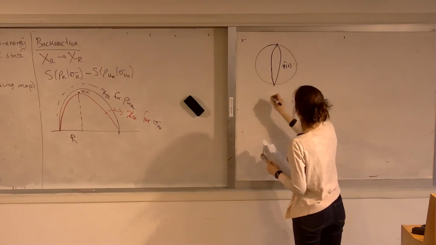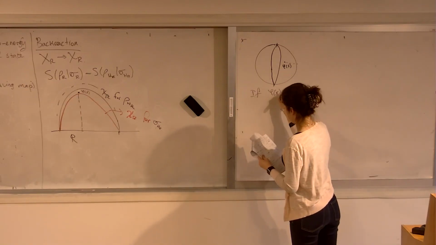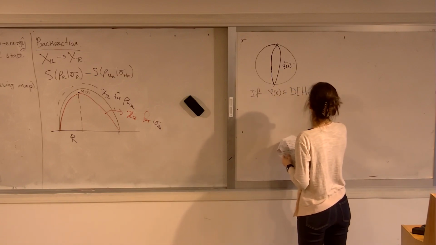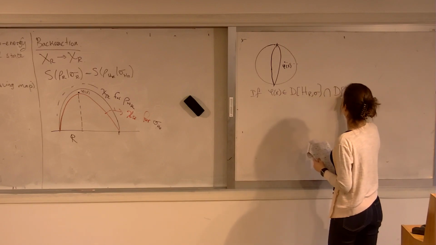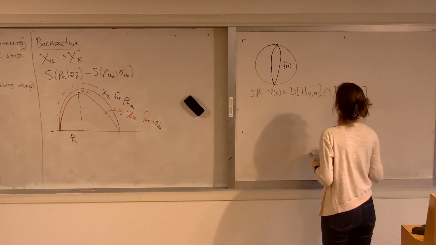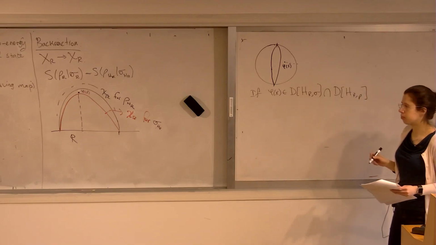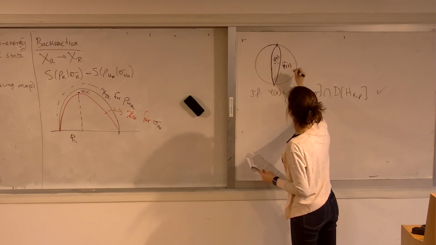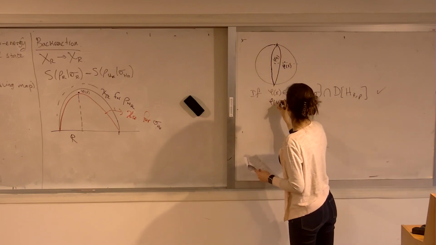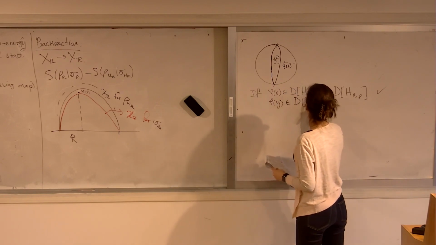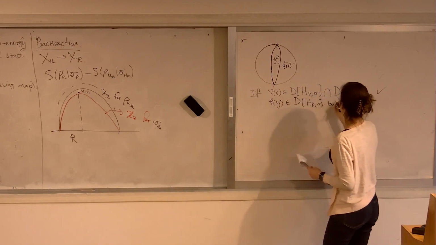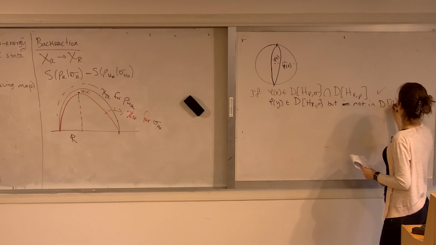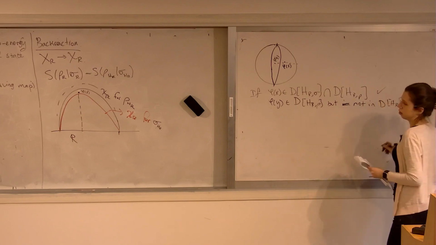So if phi of x is in the domain of dependence of the entanglement wedge of H_R in the sigma state and in the domain of dependence of H_R in the rho state, then we can reconstruct it no problem. But if we have phi of y, which is here, which lives in D(H_R) rho but not in D(H_R) sigma, then we have a problem.